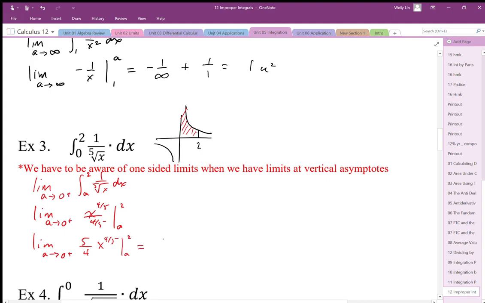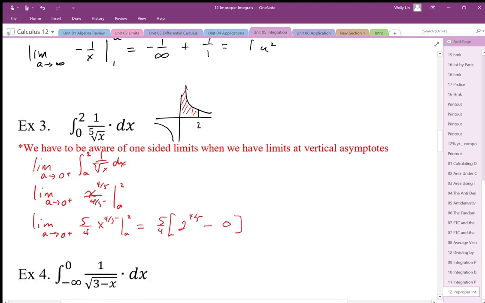This is going to be 5 over 4. We're going to plug 2 in there, so it's 2 to the 4/5 minus 0 to the 4/5, or 0. So our answer looks like this: 5 over 4 times 2 to the 4/5. That would be the area inside here, and that would be a finite area. This area happens to be finite along the vertical asymptote.